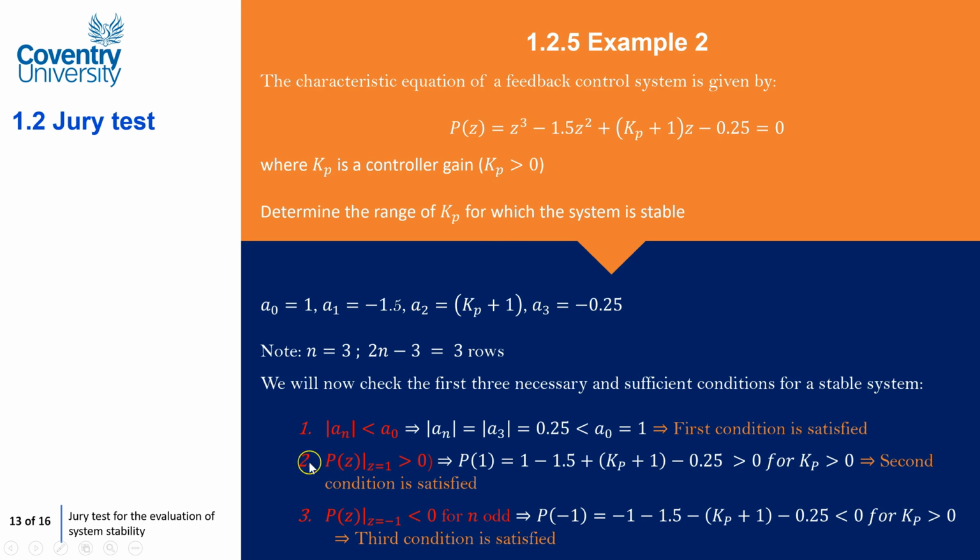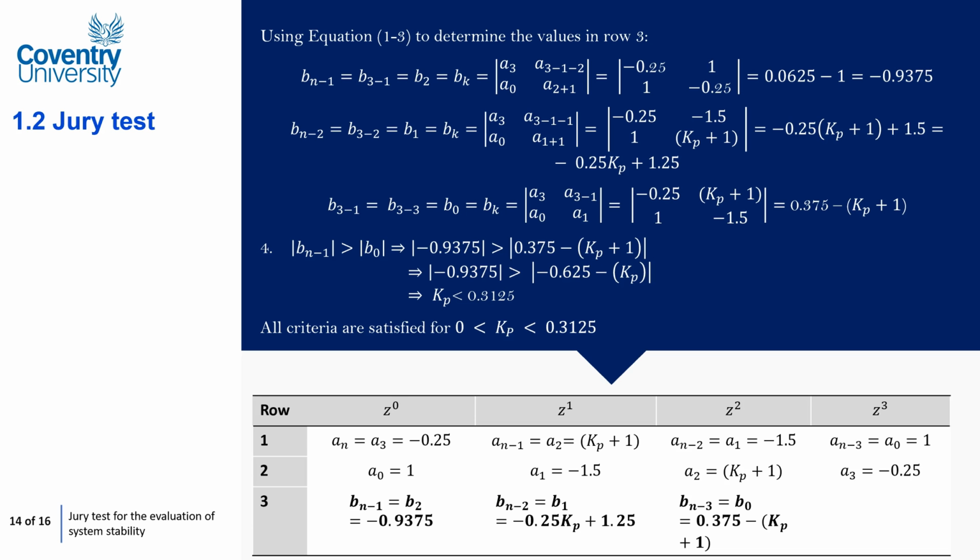In this case, for condition 2, replace all the z's here with 1. And what you'll notice is that for this system, for the second condition to be satisfied, Kp must be greater than 0. And for the third condition, so in this case we've got an odd number, when you replace all the z's with minus 1, it must be less than 0. And if you look at this, the equation we end up with would effectively be satisfied if Kp was greater than 0. So in both cases we know that a Kp value greater than 0 would end up meeting the condition.